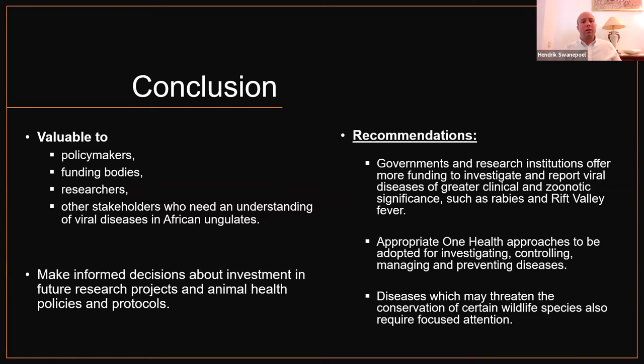In conclusion, there were a variety of viruses which were detected and diagnosed in African ungulates, and all the African ungulate species which were identified in publications had one or more viruses or viral diseases associated with them. The findings of this study should hopefully be valuable to policymakers, funding bodies, researchers, and any other stakeholders who need an understanding of viral diseases in African ungulates.